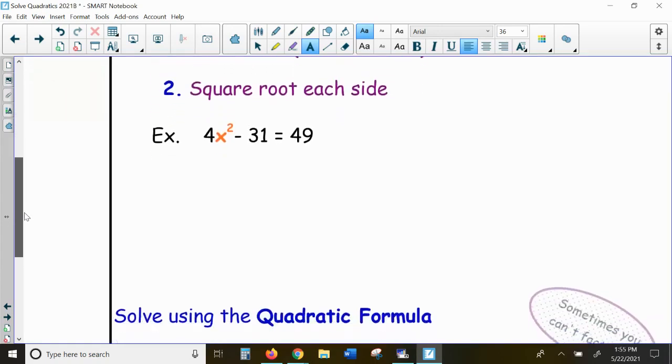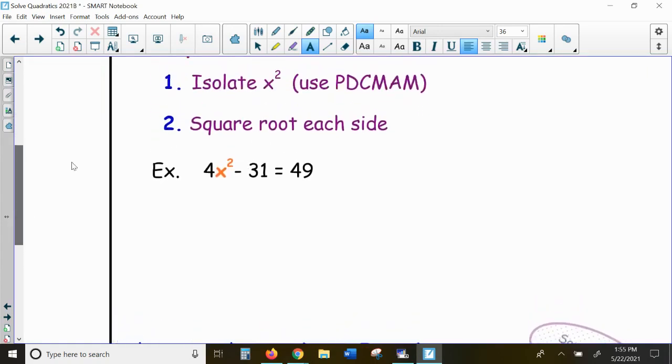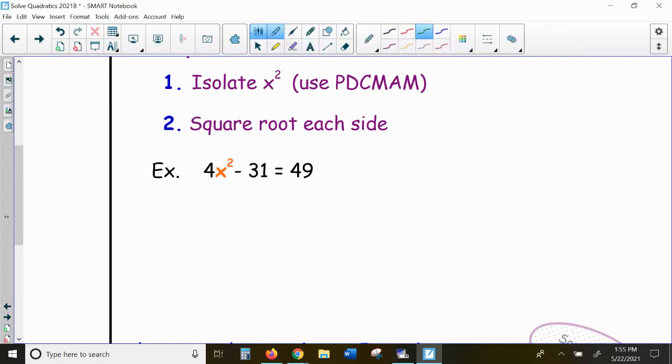Okay, ready for the example. So I'll leave our steps up there. So it says that we're going to isolate the x squared. So I nicely colored the x squared in orange. See how it's in orange? That means we have to get that on the side by itself. So if you have your equal sign, you want to get that orange x squared all alone. So you're going to use please don't call me after midnight, all of the steps that you already know how to do to get something on a side by itself.